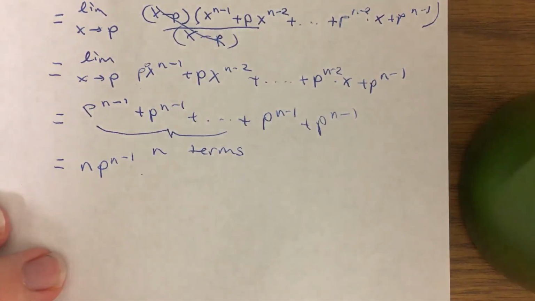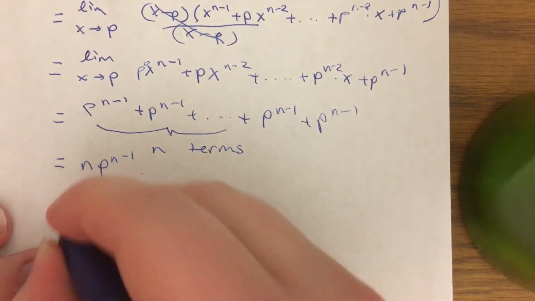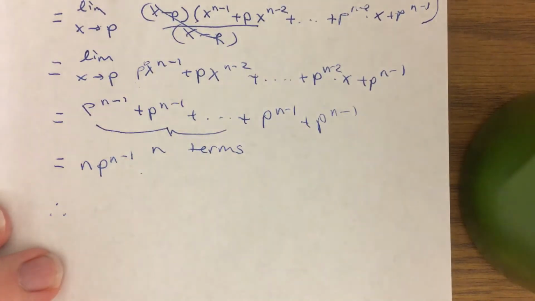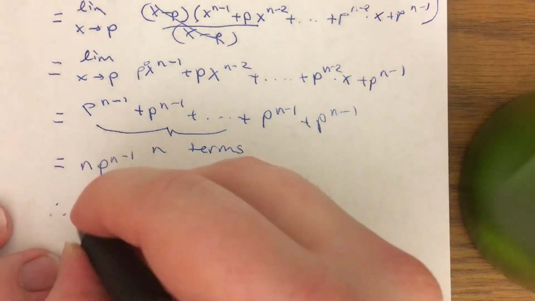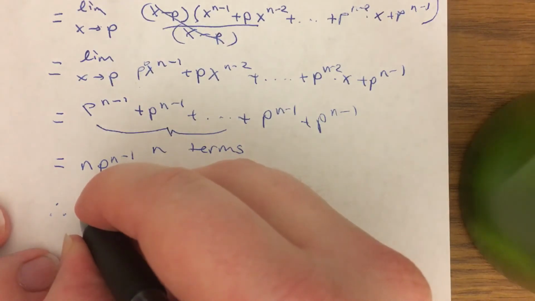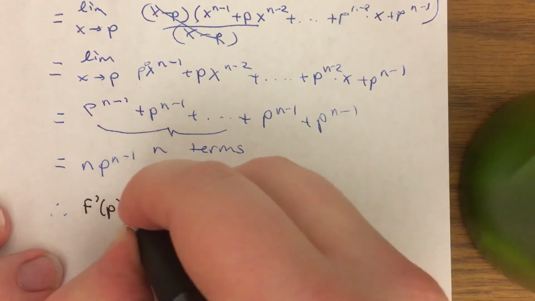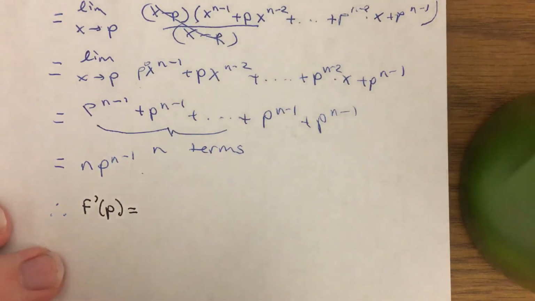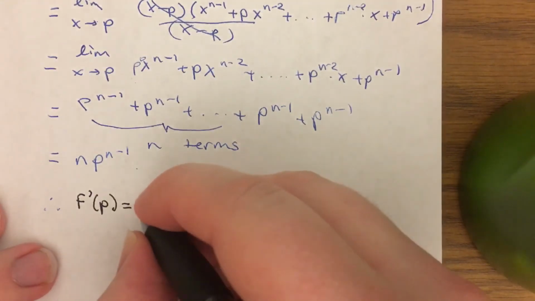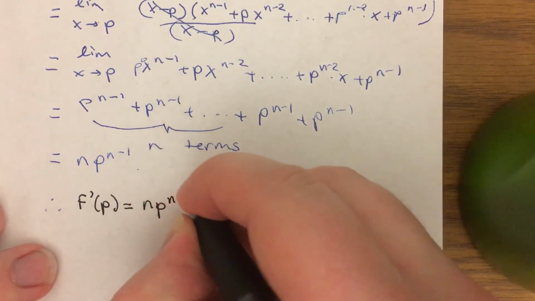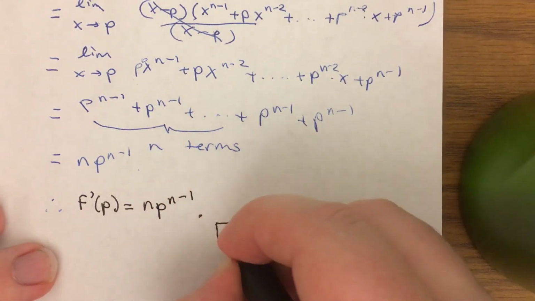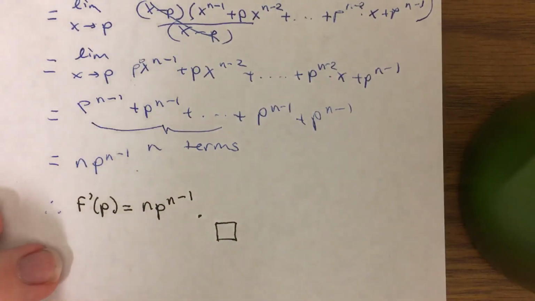So from this, we concluded, therefore, I'm actually going to switch this back to black, f prime of p, the derivative notation, is equal to n p to the n minus 1. We'll even put a little box at the end to signify that the proof is done.